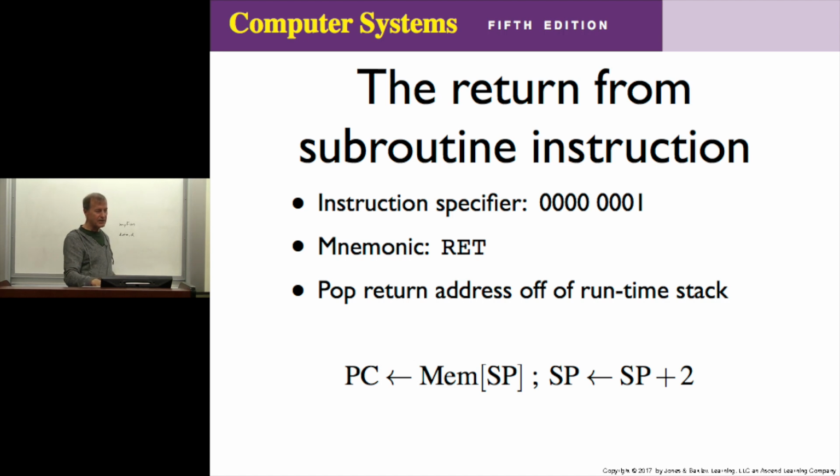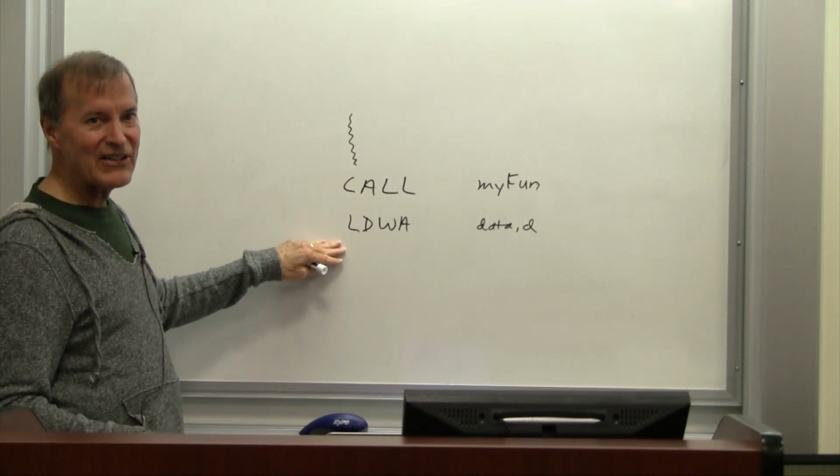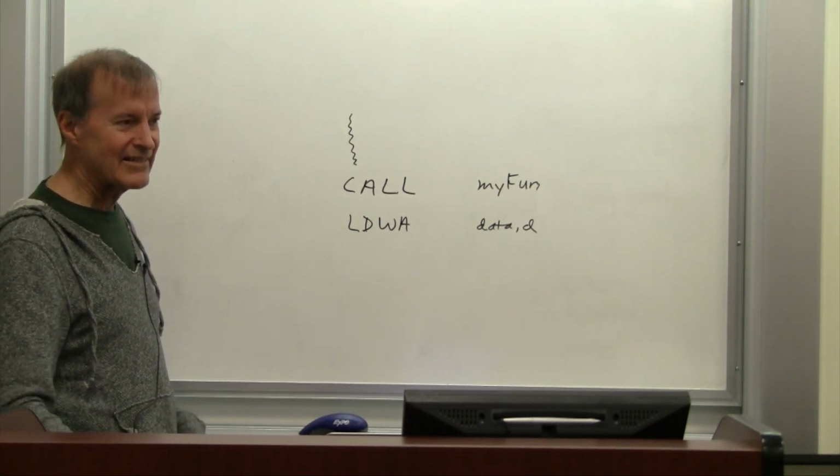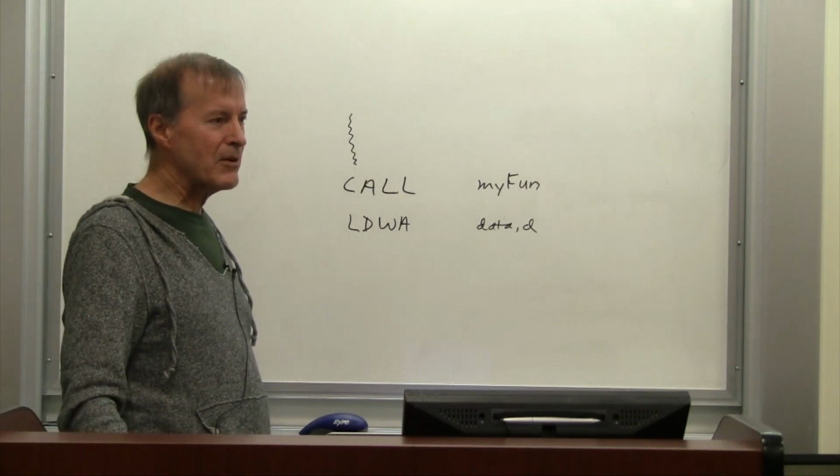PC gets mem sub SP. So that puts that return address into the program counter. And then it does SP gets SP plus 2, because that pops it off. And now the next statement to be executed will be the statement after the call. Does everybody get this? This is all very mechanical.